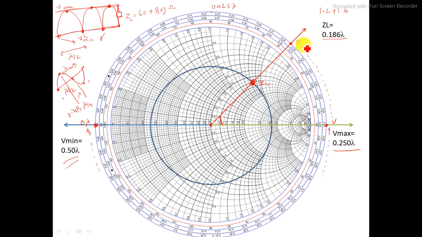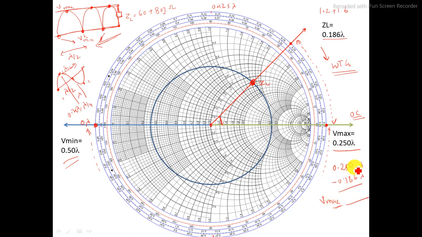So we have to move towards the generator. We are moving towards the generator, this side, always from load to generator, and this movement is in wavelengths towards the generator. From here to here, this point we already know. This is the open circuit point, called the V maxima point. This is 0.250, so we can calculate it as 0.250 minus 0.186 lambda. So this point will be V maxima.